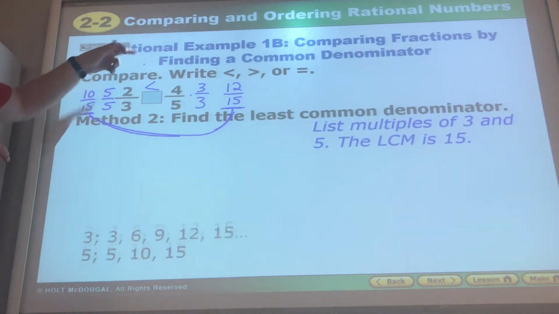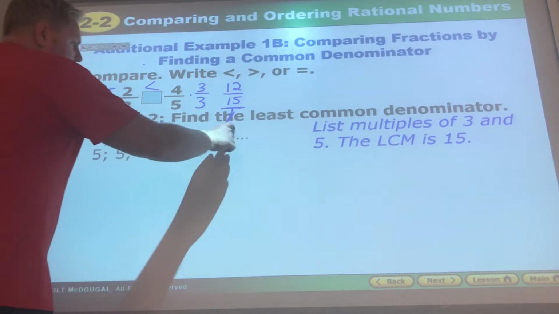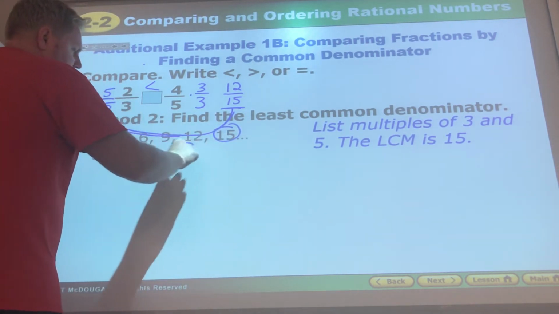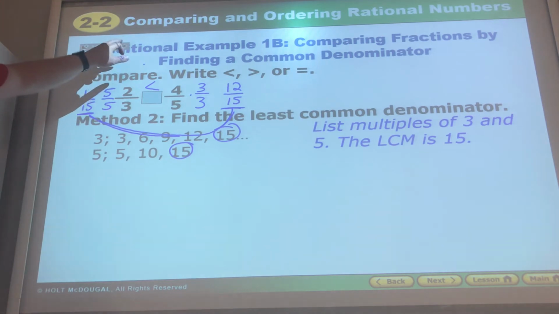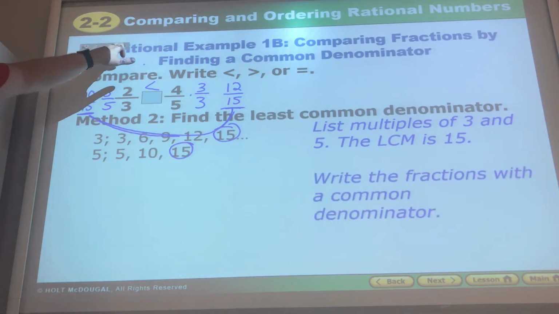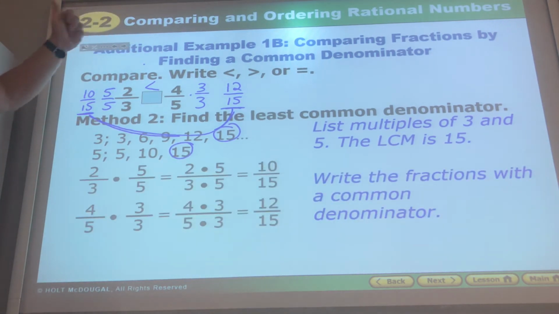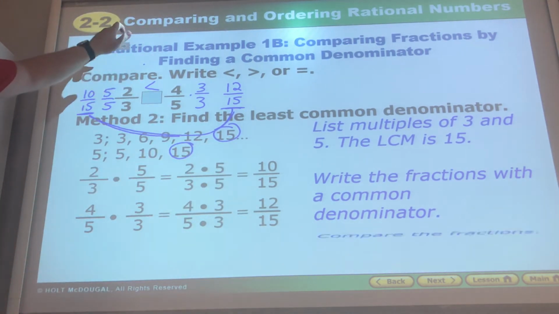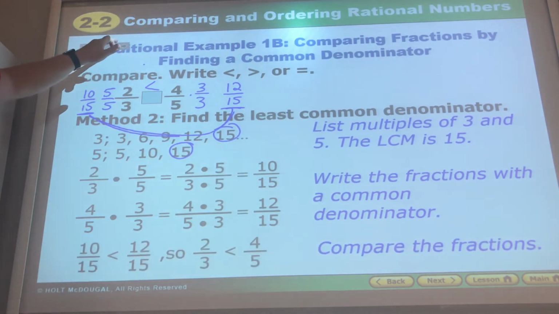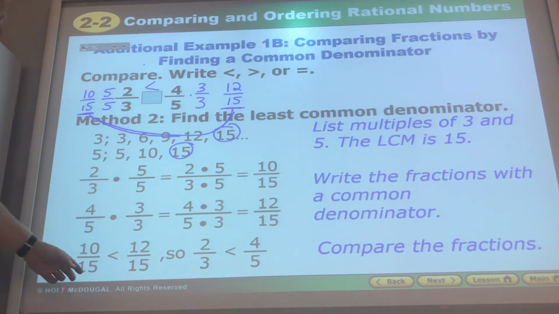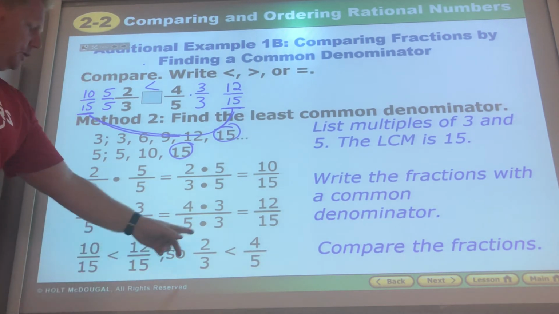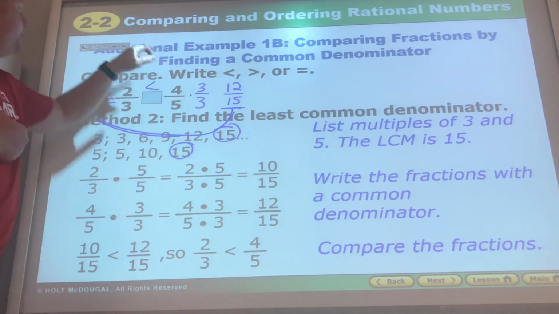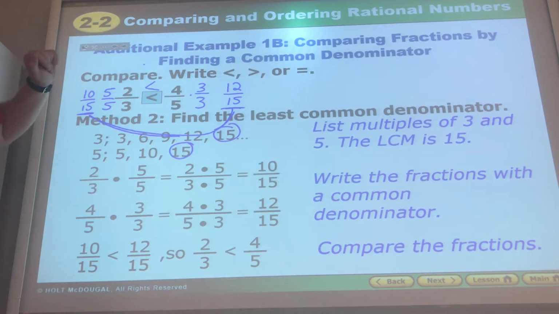They decide to list out the factors. Oh, 3 goes into 15, 5 goes into 15. So how do we do that? I did that mentally. They listed them out. You don't have to list them out, but you can if you want. They get 10 fifteenths. They get 12 fifteenths. They can make a comparison, and 10 fifteenths is smaller, so they put that symbol. We realize 2/3 is smaller than 4/5, and we get our answer.